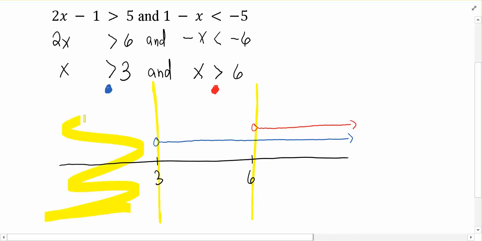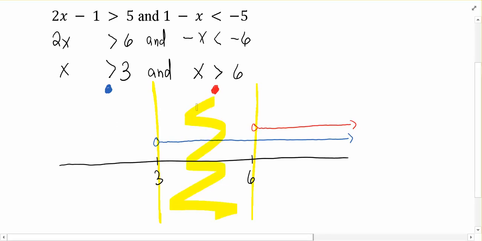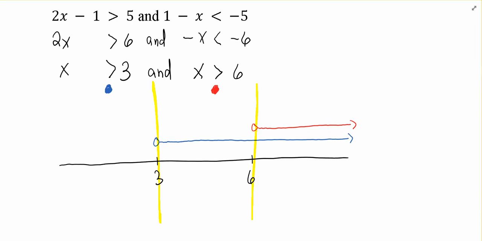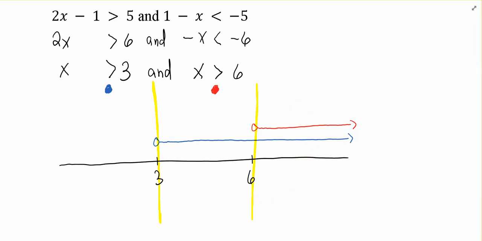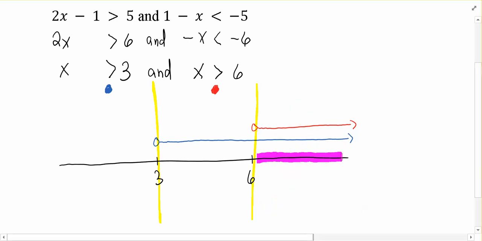Over here on the left, my problem is asking for blue and red. Do I have blue and red? No, I do not. I don't shade it. How about in the middle? Do I have blue and red in the middle? No, I do not. I only have blue. How about on the right? Do I have blue and red on the right? Absolutely. So because I do, I'm going to shade over here on the right.